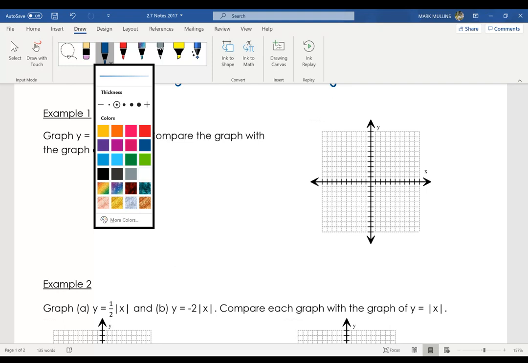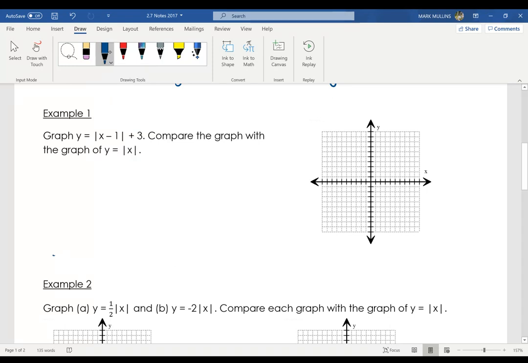So for example 1, it says we're going to graph y equals absolute value of x minus 1 plus 3 and compare it with the graph of y equals absolute value of x. So in order to graph this, I need to figure out my new vertex. Remember I told you about how inside my absolute value, I had the opposite sign and then outside was the same sign. So my vertex here, even though it says x minus 1, will be a positive 1, comma, this says plus 3, so positive 3. And I know that my pattern is that 1, 1, 1, 1.